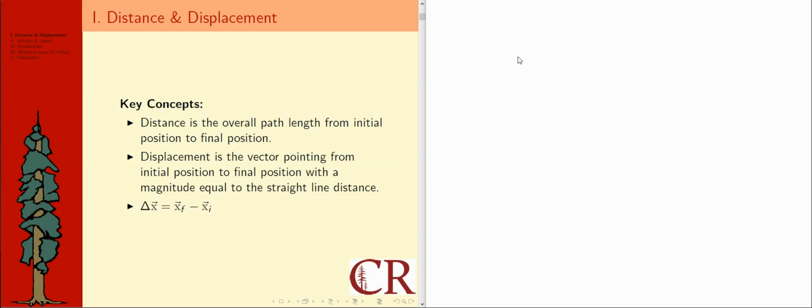So one of those quantities is distance, which is a fairly ordinary concept. I don't think most of us haven't heard of distance before. It has a definition in physics that pretty well matches that. It says it's just the overall path length. In other words, it's how far you went. But it says in the slide there, initial position to final position.